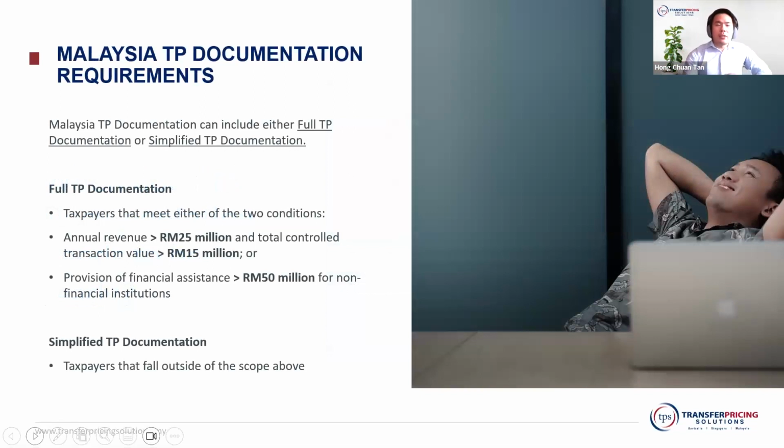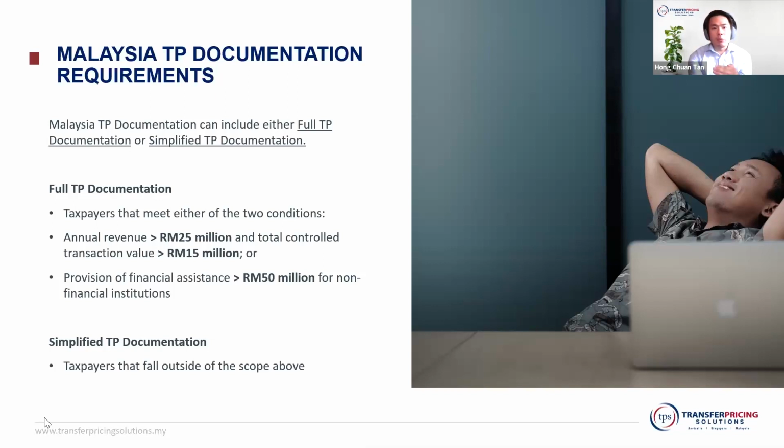Now let's look at the frequently asked question, the difference between a full TP documentation and a simplified TP documentation. The threshold in Malaysia is if you have above 25 million worth of annual revenue and related party transactions worth more than 15 million, then you are required to prepare a full TP documentation. Or if you're providing financial assistance of more than 50 million for non-financial institutions, then you really need to look at and test this financial assistance from the full TP documentation point of view. And then taxpayers that fall below these two thresholds can opt to prepare a simplified TP documentation.